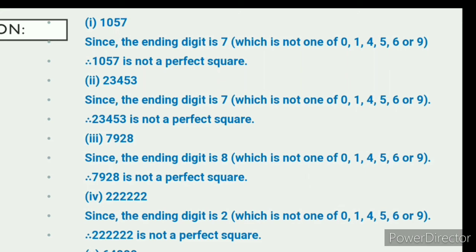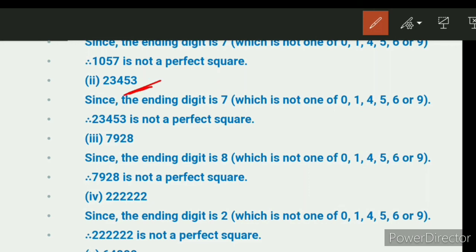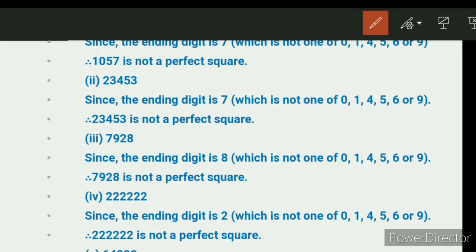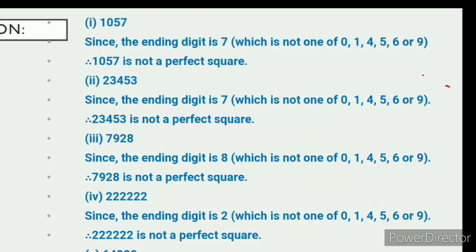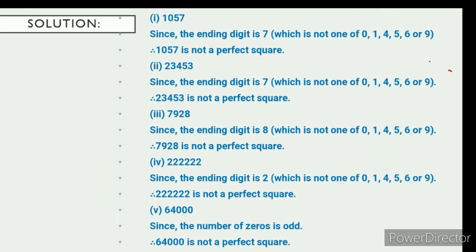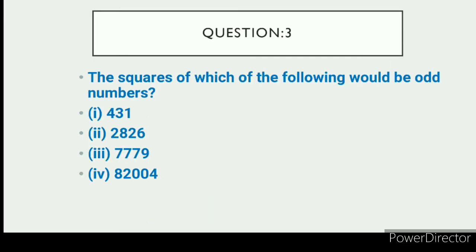Now here, the second number has 3 in the unit place, so it is also a non-perfect square, because among these digits it is not there. In this group 8 is not there. In this group 2 is not there. Therefore, these are all non-perfect squares. Got it? Copy down. Five problems I have written. Remaining are homework for you. It is also very easy.